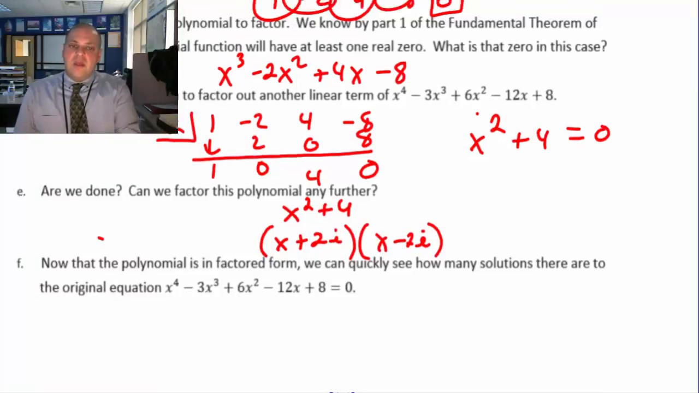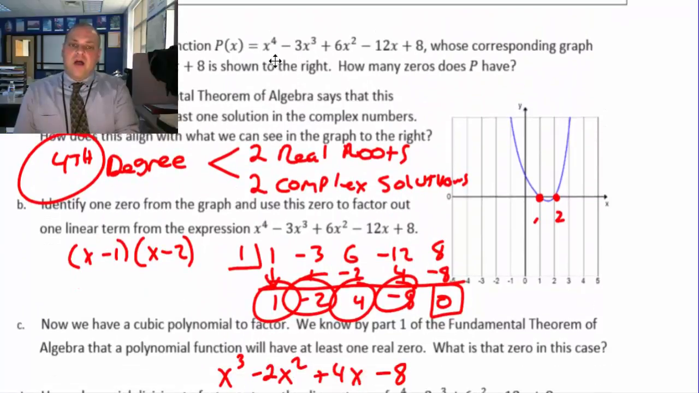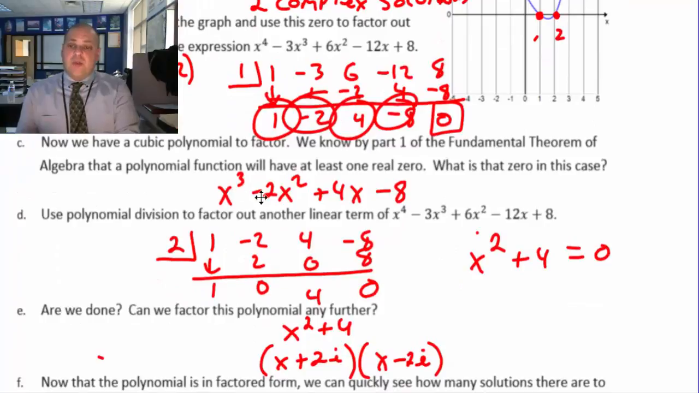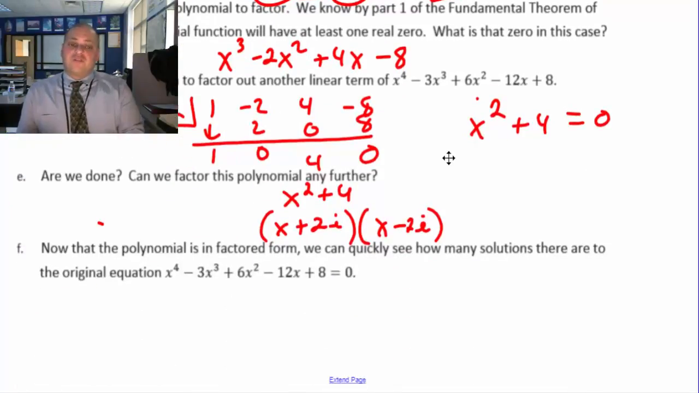So look what we did. We started with a 4th degree polynomial. We used the graph to get 2 real roots, 2 real factors, 2 real solutions, right? And then we used synthetic division to get it down to a cubic. We used synthetic division again to get it down to a square, where we could now factor it: x plus 2i, x minus 2i.